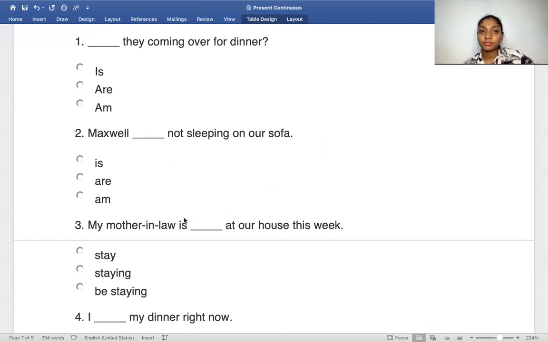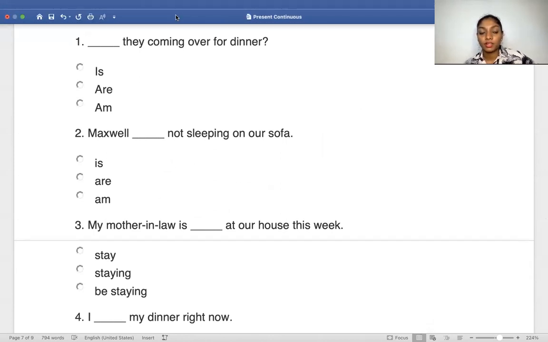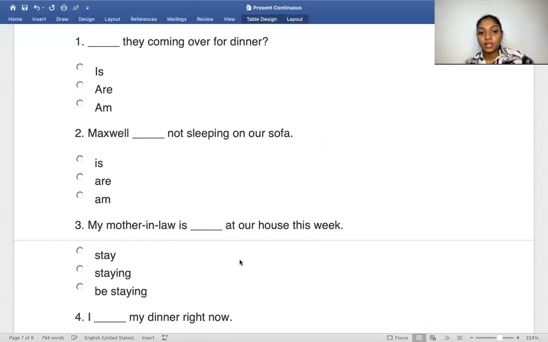First one. Okay, I will let you read out the examples. First one, what is the example? Please read them out. Are they coming over for dinner?